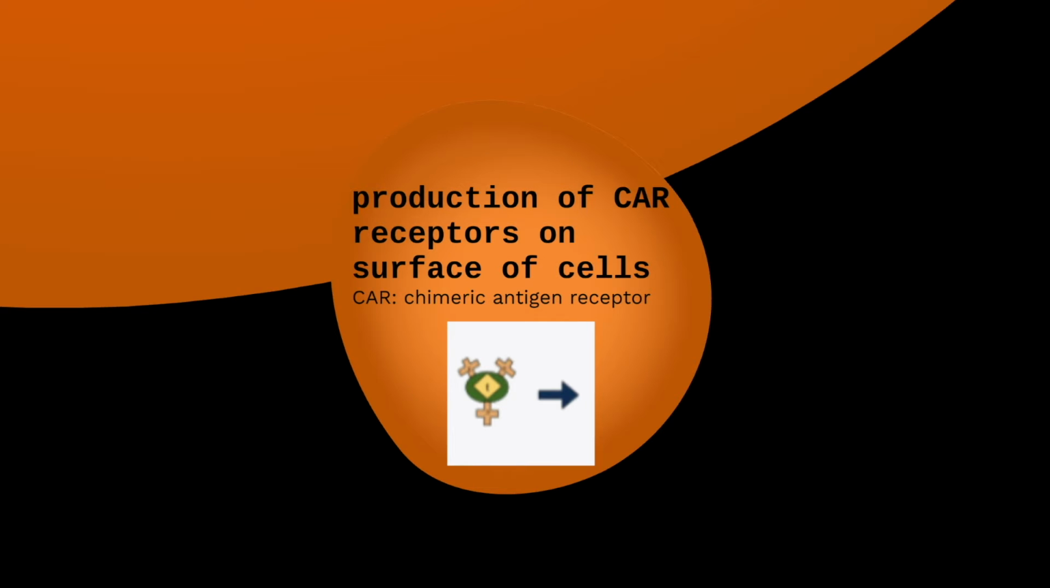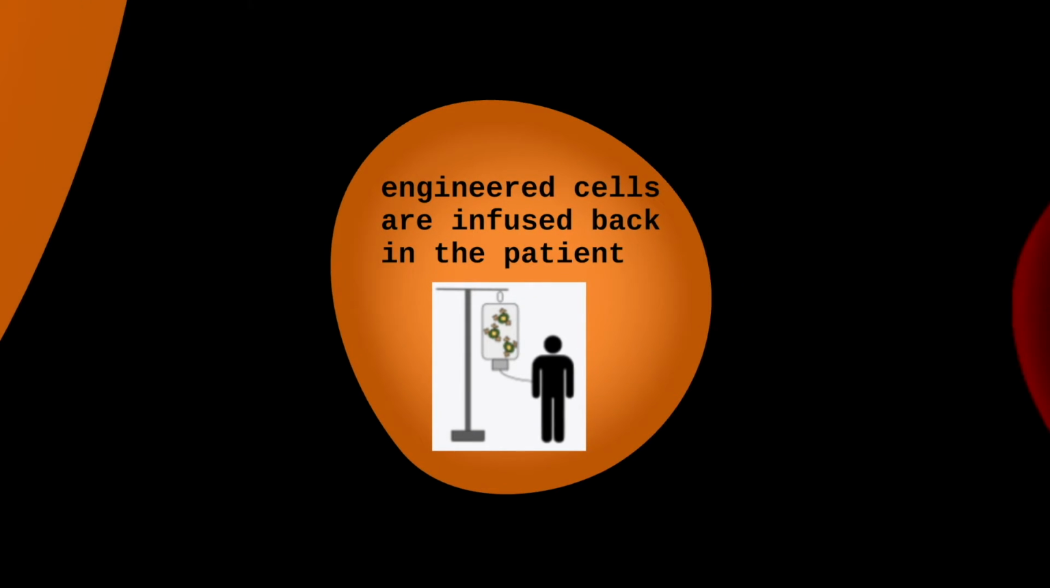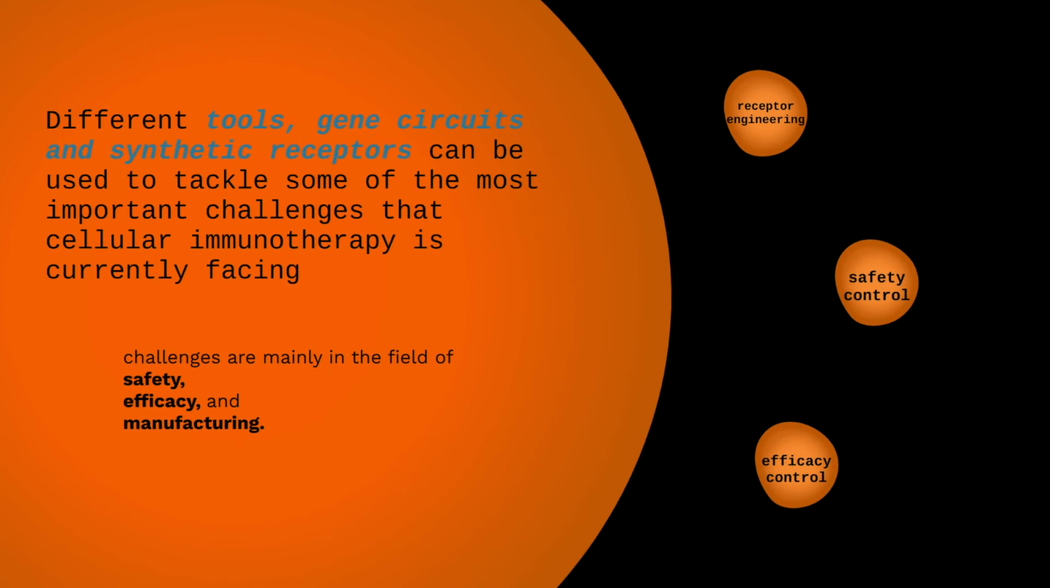Therefore, the surface of these cells are covered in chimeric antigen receptors, CARs in short. Modified T cells are further harvested and grown in the lab. Finally, the bioengineered cells are infused back into the patient. Now the patient has antigen receptors that can identify and eliminate infected cancer cells from specific regions. Although the process looks pretty straightforward, it is met with a lot of hurdles.